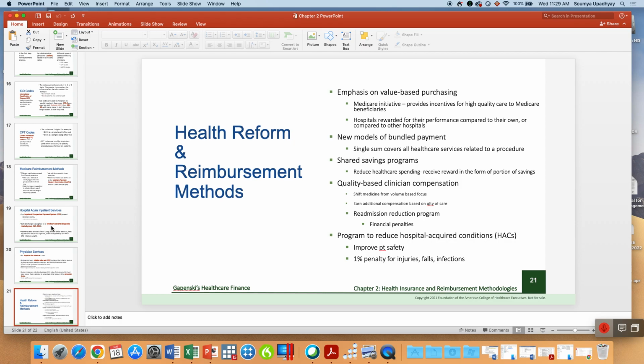Then there is quality-based clinician compensation, where there is a shift in medicine from a volume-based focus, and you can earn additional compensation based on the quality of care. Also, the readmission reduction program, where there are financial penalties if a patient leaves your hospital and comes back to the same hospital within 30 days of discharge. And then there is a program to reduce hospital acquired conditions, which is focused on improving patient safety. There is also a 1% penalty if you have injuries, falls, and infections.